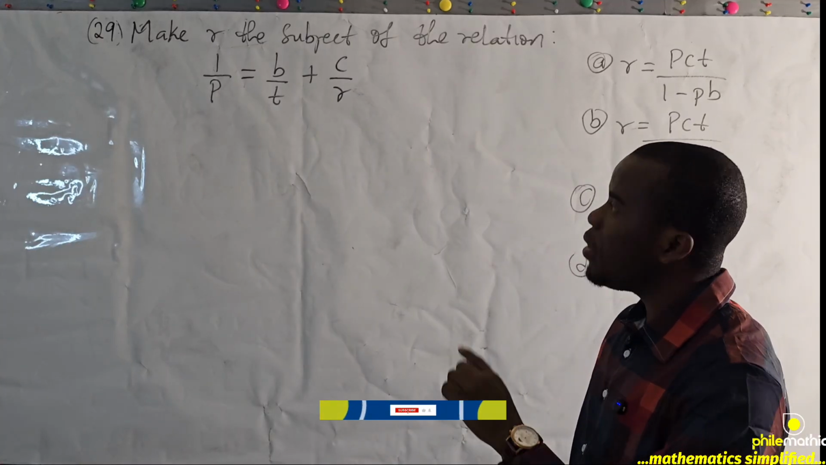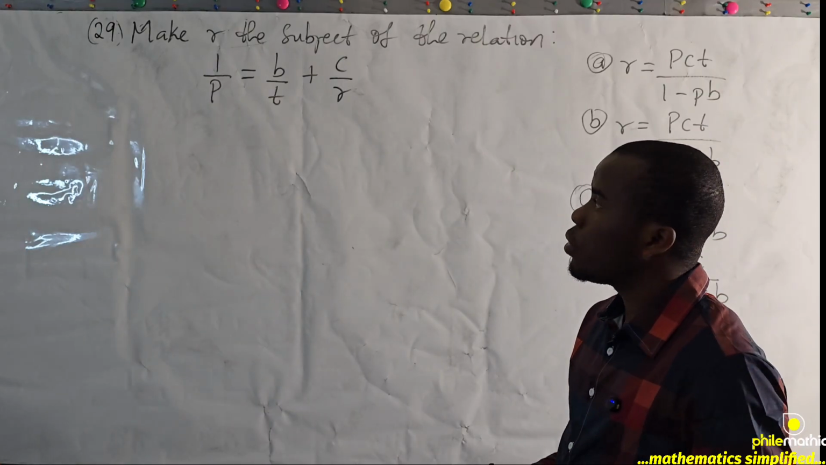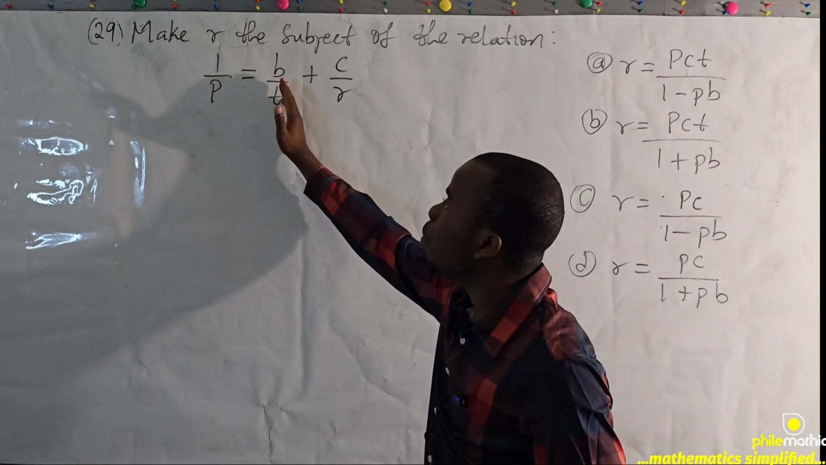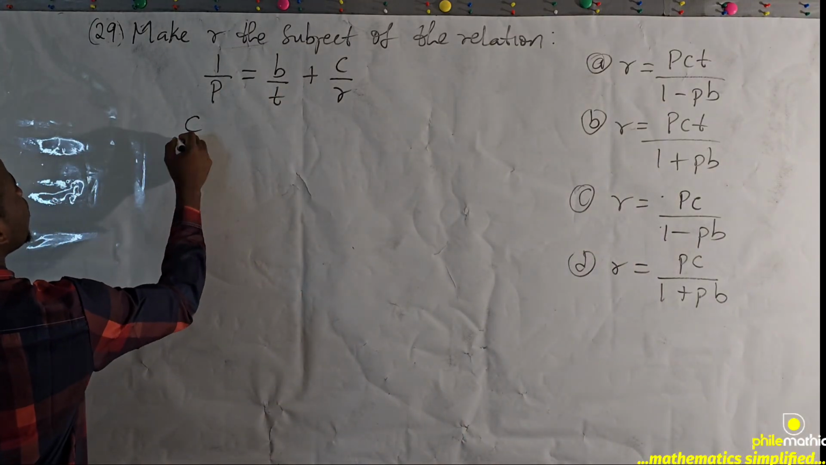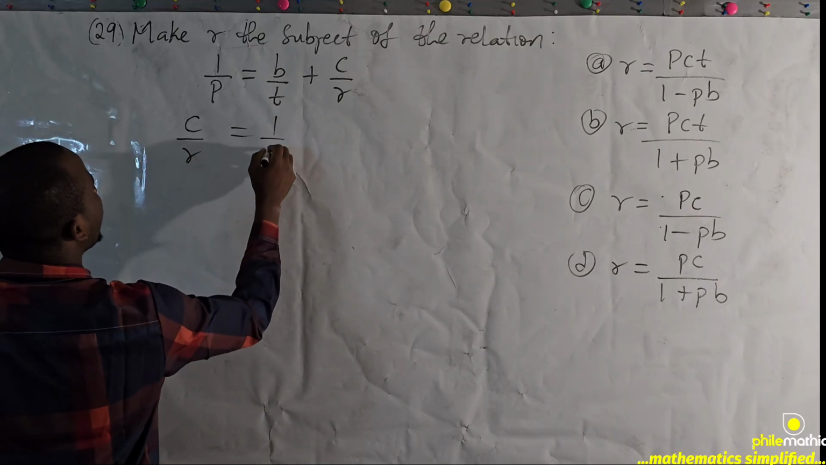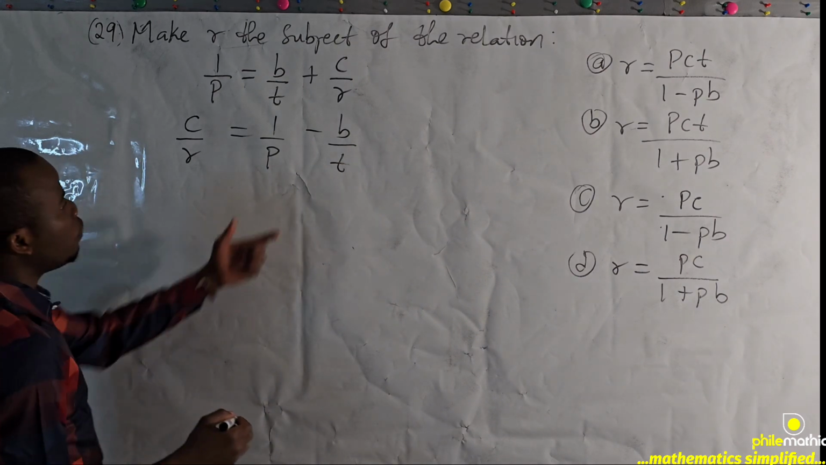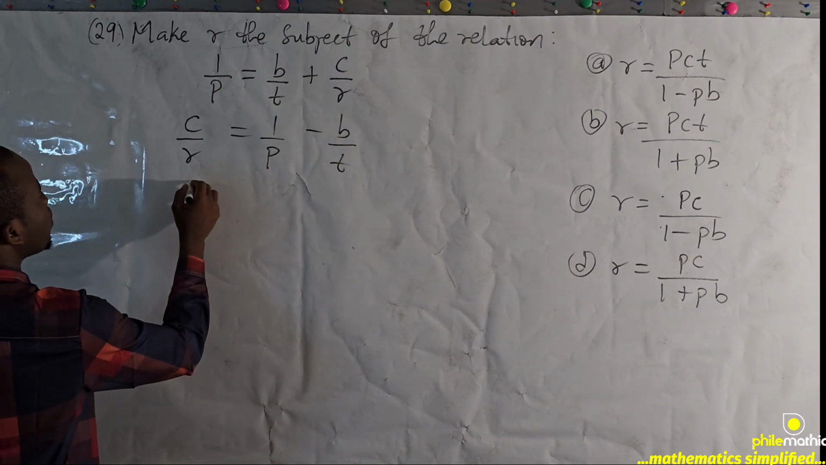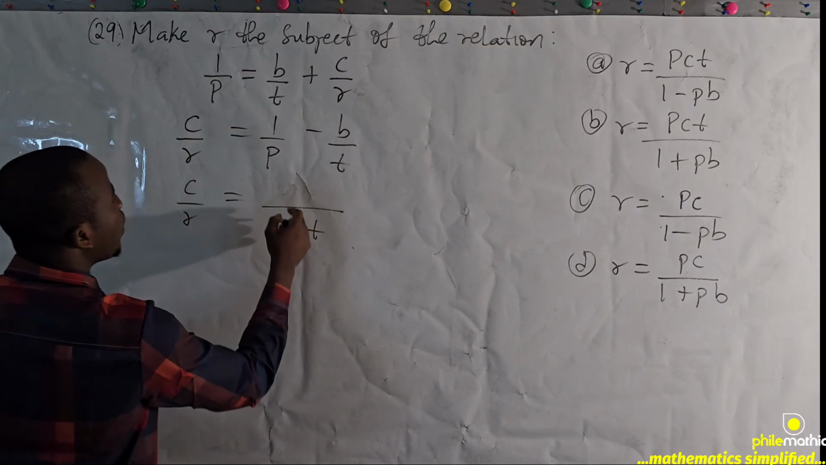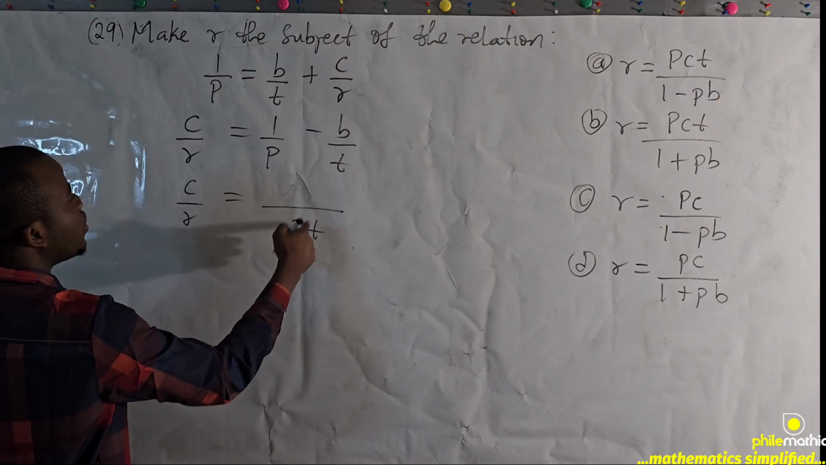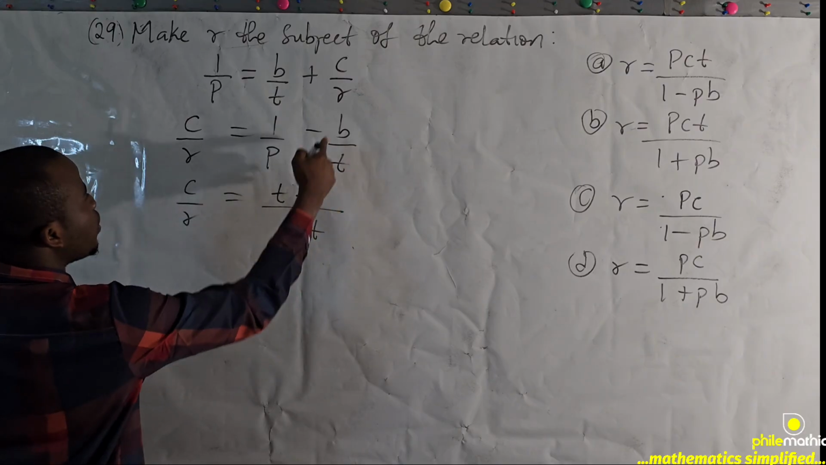We are told to make r the subject of the relation 1 over p equals b over t plus c over r. So the first thing you want to do is to separate the term with r. And so c over r will be 1 over p minus b over t. So if you simplify this, you get c over r, LCM is pt, and p here is t times 1. T here is p times this is pb.